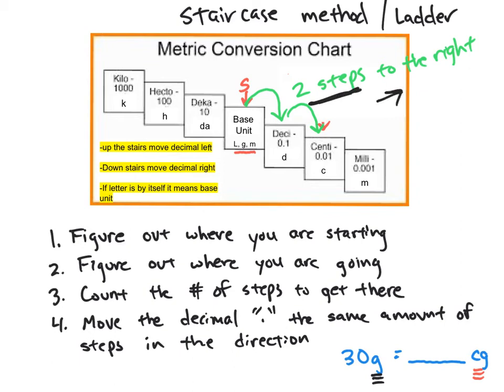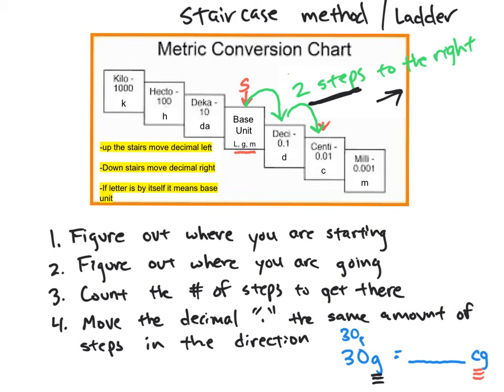All right, so I'll look at my example problem. I got 30 grams. Do you see a decimal there? No. But do we know where the decimal is? Yes. It's 30 with a decimal at the end. The decimal always comes at the end unless present. Now it says move the decimal the same amount of steps, 2 steps in the same direction, to the right. So we're going to move the decimal 2 steps to the right.